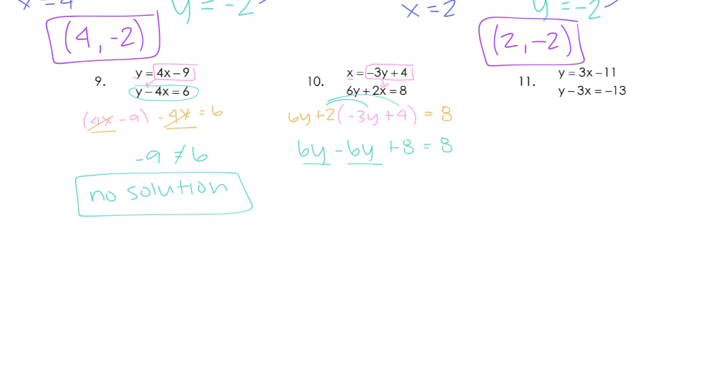When I combine my like terms, those cancel out. 6y minus 6y is just 0. So then we have 8 equals 8. This is a true statement, so I could put a little check mark here if I wanted to. This answer would be infinitely many solutions.